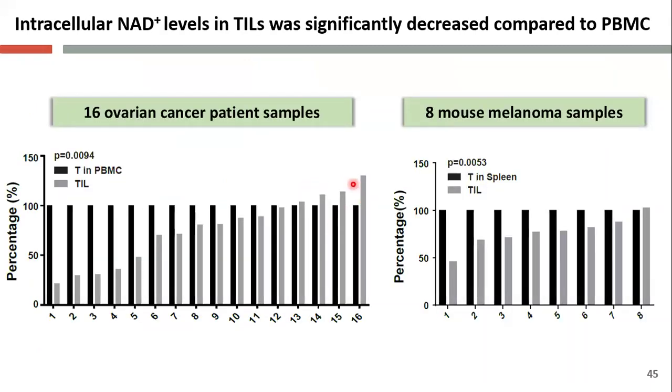And so what about in the physiologically relevant conditions? We took 18 ovarian cancer patient samples from the hospitals and compared the NAD level between the T cells in PBMC and the NAD level from the tumor-infiltrated T cells. As you can see here, the TILs have significantly lower NAD compared to the PBMC, and this result has been repeated in the mouse model, the 8 mouse melanoma models in-house.